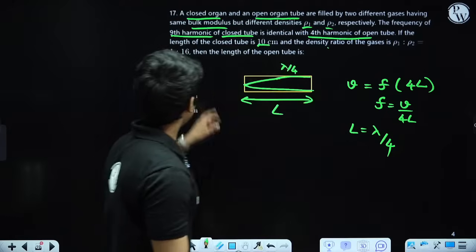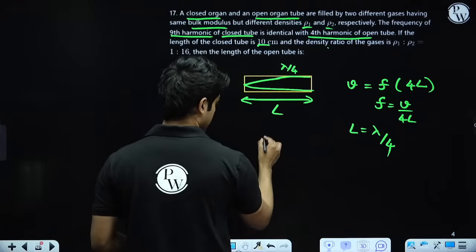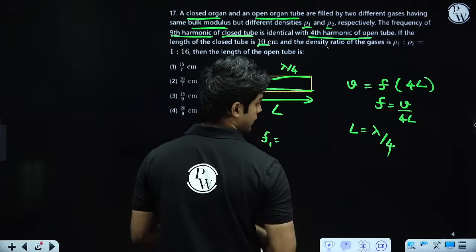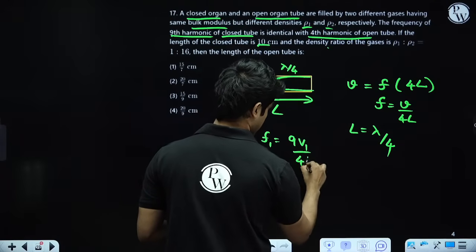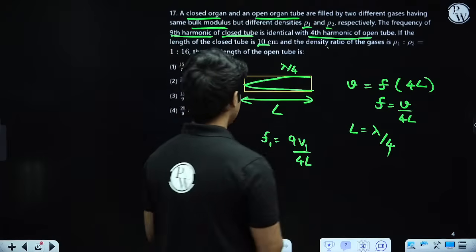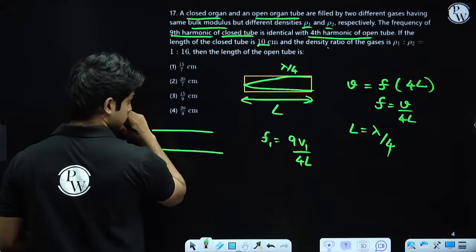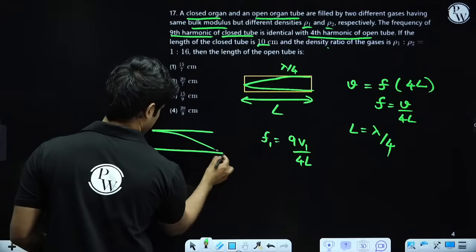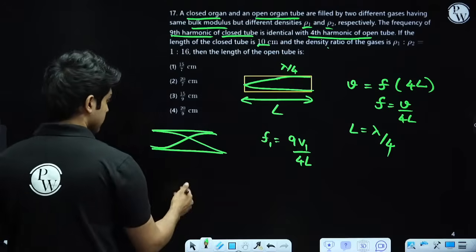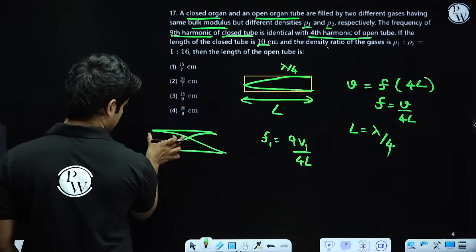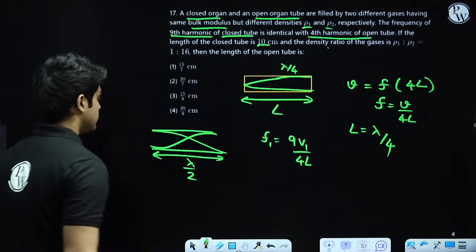Okay. Now we wanted the ninth harmonic. So ninth harmonic is 9 times the fundamental frequency. So in the first case, F1, the ninth harmonic frequency will be 9V1 divided by 4L. Okay, now for the open tube, the only difference is that at both ends we'll have antinodes. Okay, so the situation will be something like this. Okay, so here this is lambda by 4 and this is lambda by 4, so totally it is lambda by 2, right?